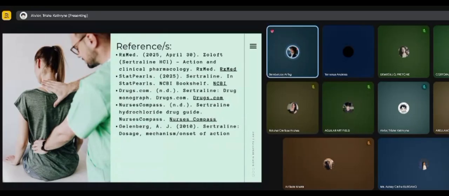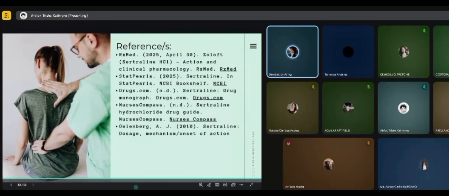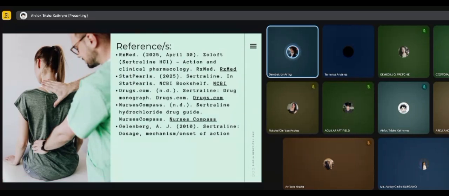Wow, great job, everyone. Thank you for your clear explanations and for sharing your insights about our drug study. Your contributions really helped deepen our understanding of sertraline and its importance in our patient care. Understanding this medication helps us ensure safe administration, proper monitoring, and effective patient teaching.